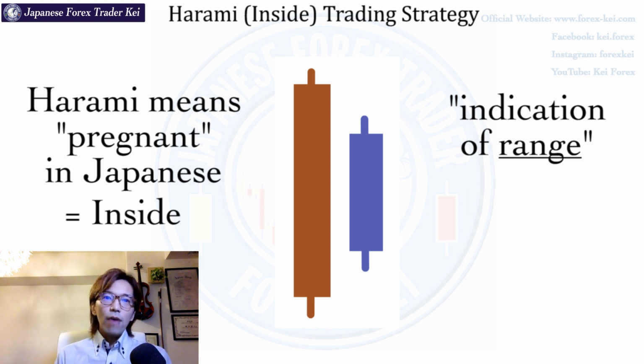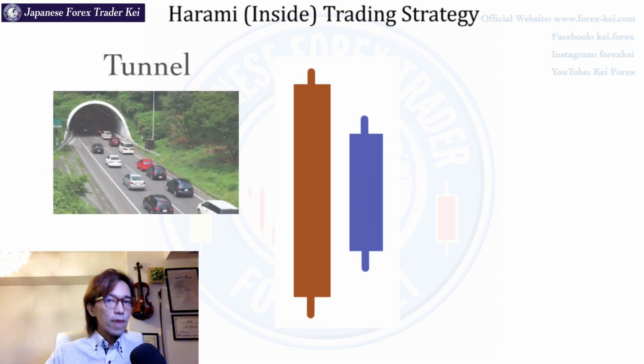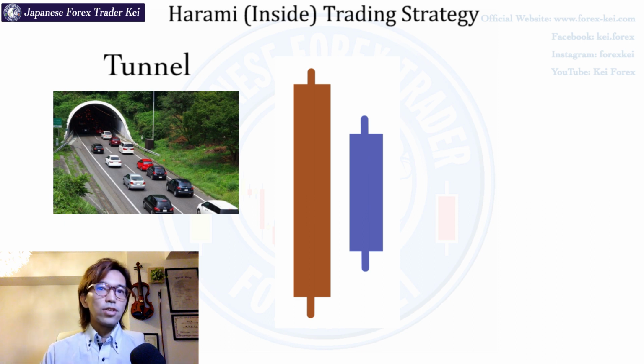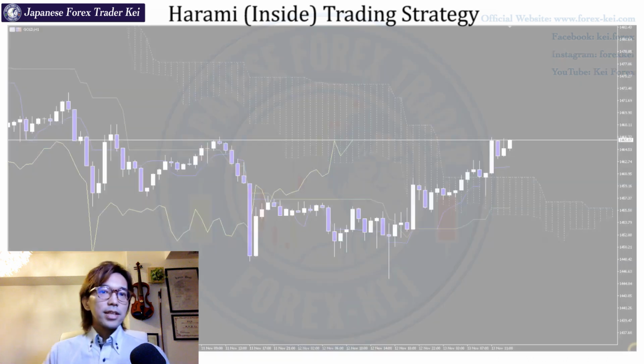Now, let me show you how you can increase the probability and accuracy to win profit when you see this Harami next time. So let me share what comes to my mind. When you see Harami in the market, one thing I imagine is a tunnel on the highway. Like you're sitting on top of the mountain looking down at the highway and you can see the cars running. But there's a tunnel along the way, and when the cars are in the tunnel, you cannot see what's happening inside until the cars come out of that tunnel, right? So Harami is just like the tunnel: you never know what's going to happen until the price comes out of that tunnel.